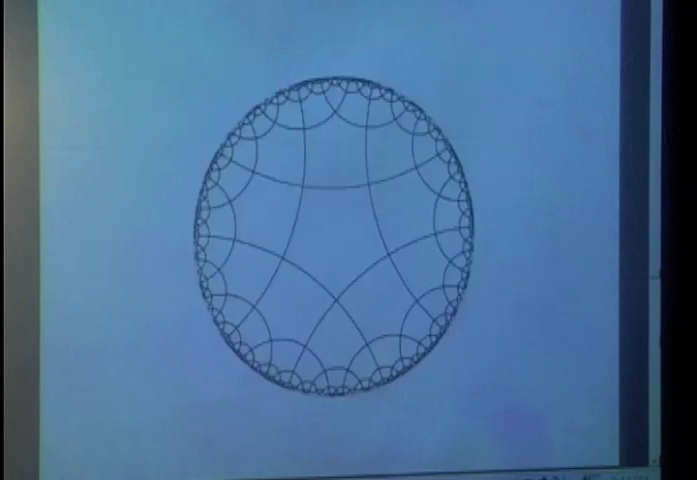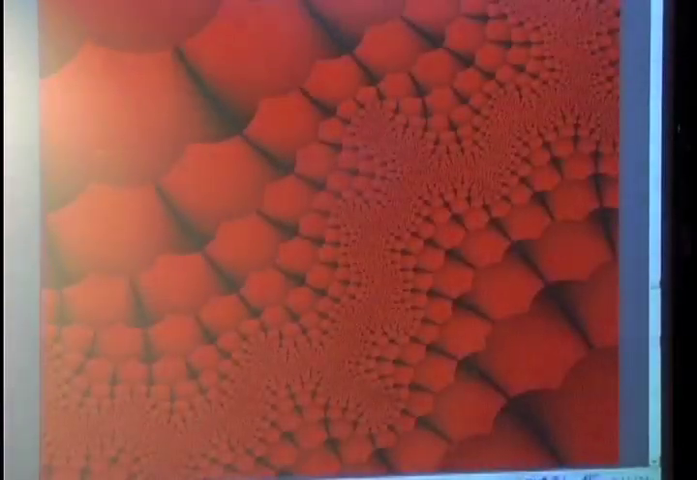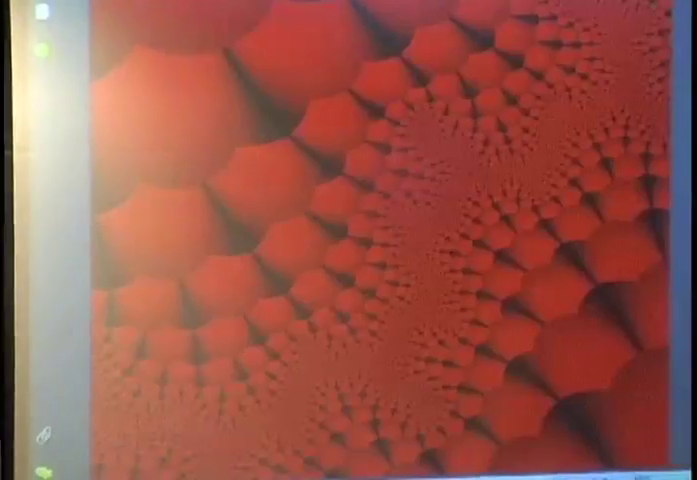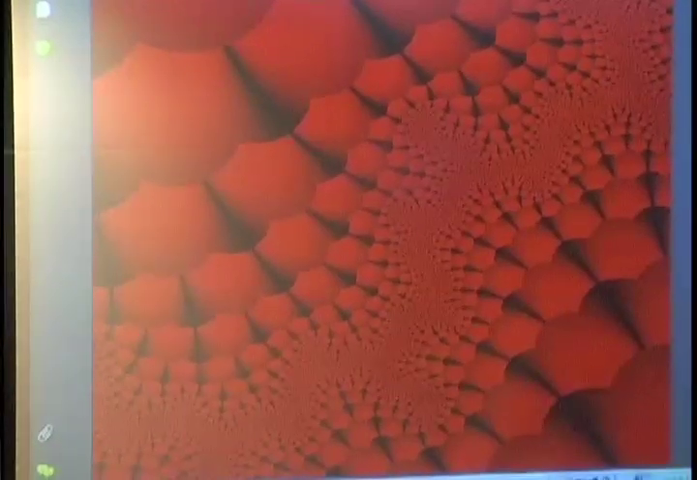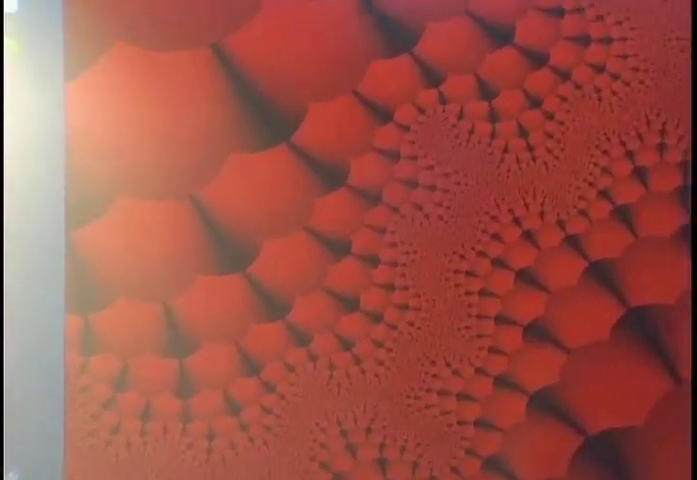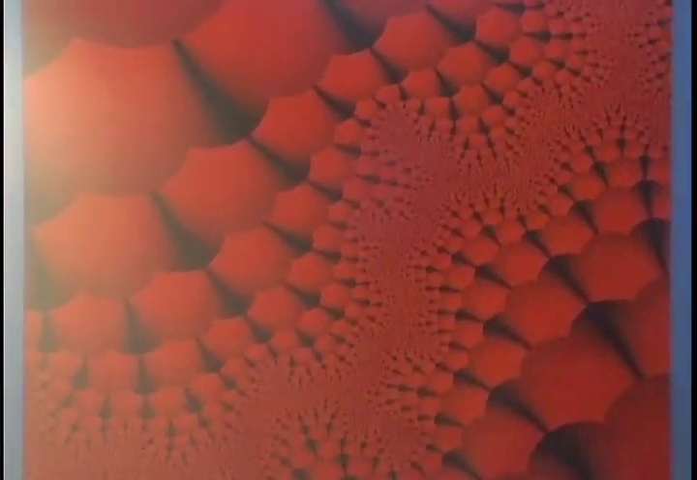So let's look at the pictures. Here's the usual one from Kleinian groups. There's a beautiful Fuchsian group. Now I want to focus in on this one. This is a Julia set, and this is the Markov partition.